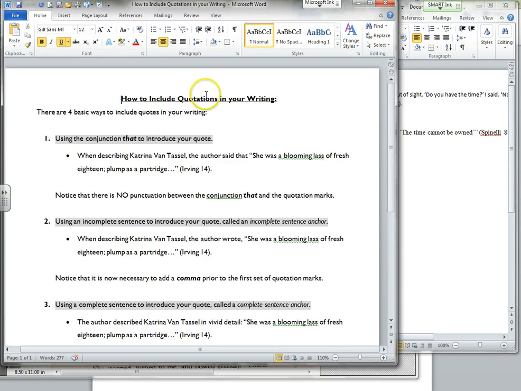Okay, so when you include a quotation in your writing, you need to anchor that with what we call an introductory anchor. There are 4 basic ways to introduce your quote, okay? The first way is to use the conjunction "that." The author said that, or the author wrote that. When you use "that," there is no comma. You just go directly into your quotation.